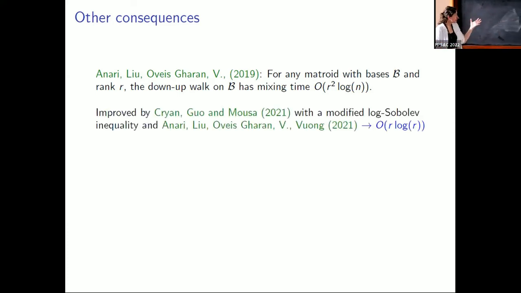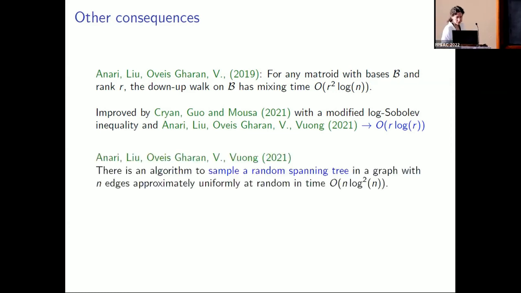This has been improved since then, in particular by Cryan, Guo, and Mousa, using a modified log Sobolev inequality, and by myself and my co-authors. And so the state of the art right now is actually order of r log r for the mixing time of this walk.